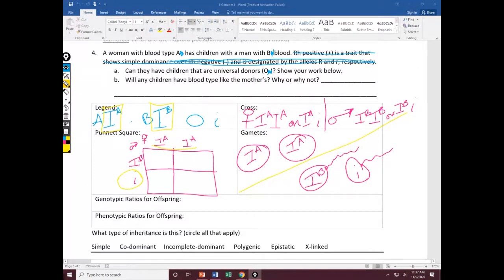Remember, if I think about if I'm a child, my child is going to be little i's. That yellow is really atrocious. Okay, I got one I from my mom and one I from my dad. I can get an i from my dad here, but I cannot from my mom, the way I have this set up. Now, depending on what parents you chose, you may be able to do so. Now let's look at the second question. Will any children have blood type like their mother?